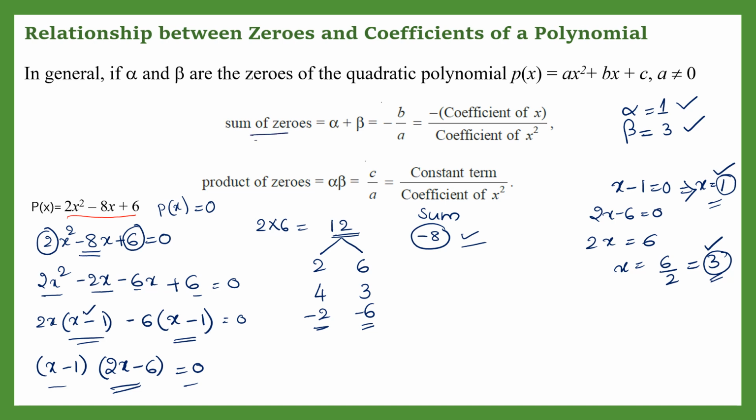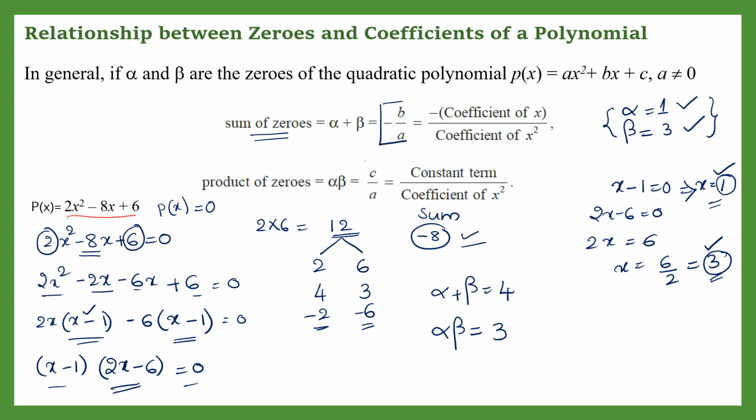Here, the sum of the zeros is nothing but alpha plus beta. Alpha plus beta, what do you get? 1 plus 3, which is nothing but 4. Next, the product of zeros. Alpha into beta is nothing but the product of zeros. 1 into 3, that is 3.